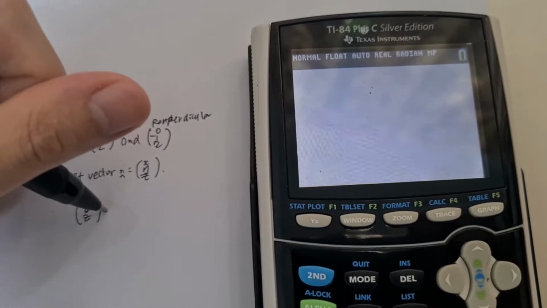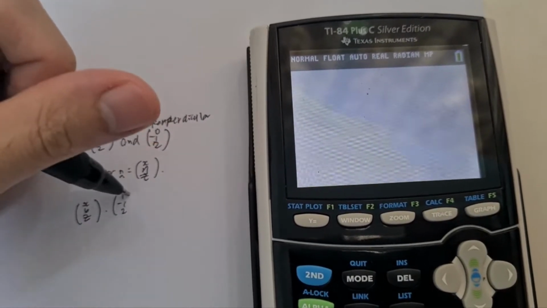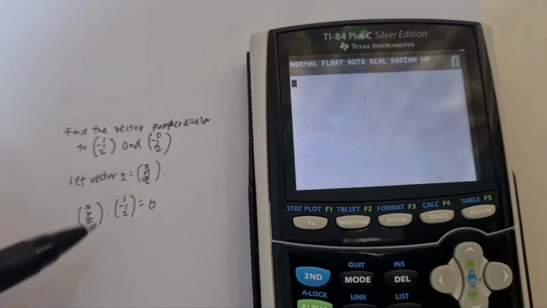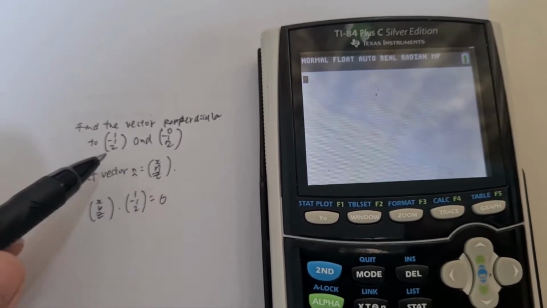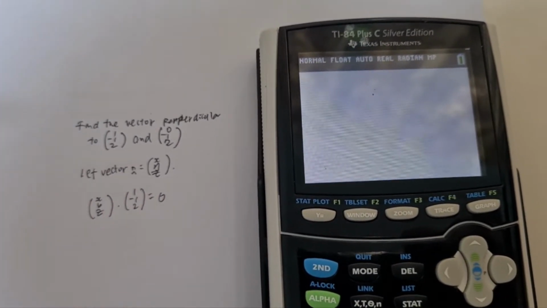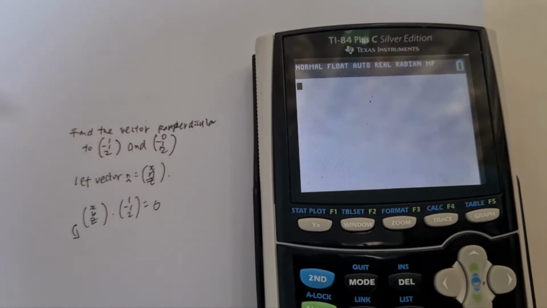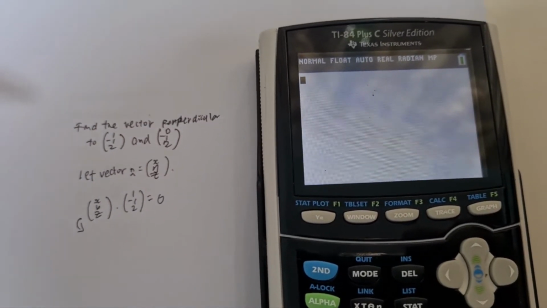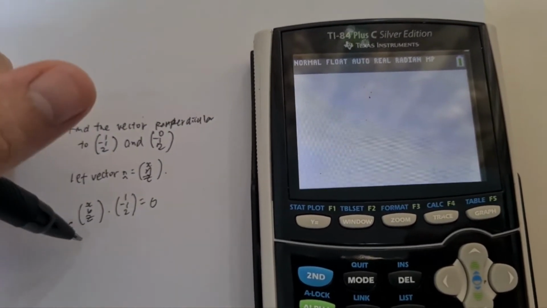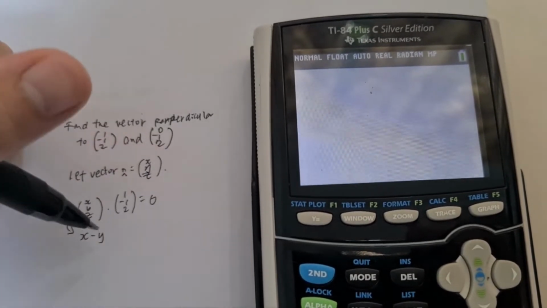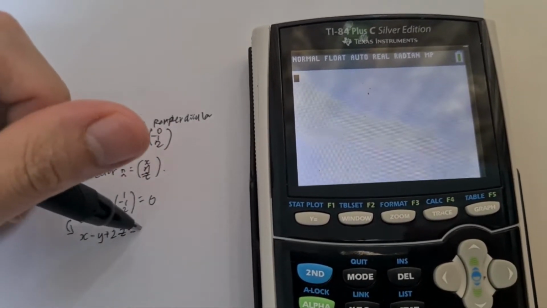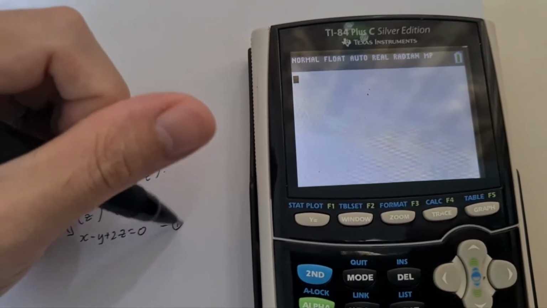xyz dot 1 negative 1 2 equals 0, because the vector that we want to find is perpendicular to 1 negative 1 2. And from here, we will be able to construct a Cartesian equation, which is x minus y plus 2z equals 0. So that is my equation number 1.